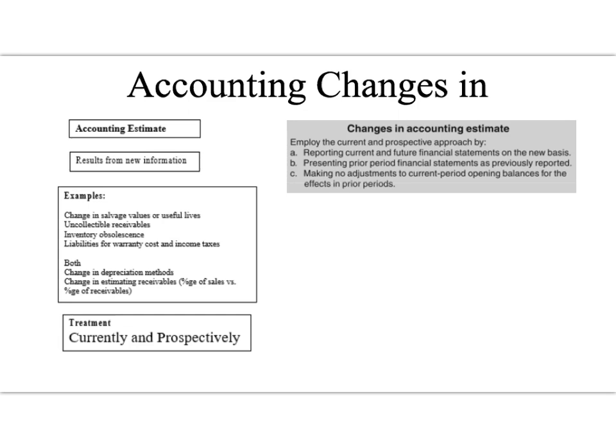So what does it mean? You will report current and future financial statements on the new basis. So if you decide to change the estimate in the year 2020, then financial statements 2020 will have that new information already, and then 21, 22, and etc. Presenting prior period financial statements as previously reported. So again, no retro change. And then making no adjustments to current period opening balances for effects in prior years because nothing changed in prior years.